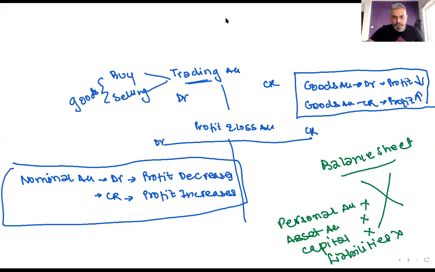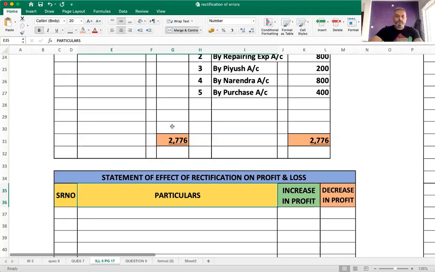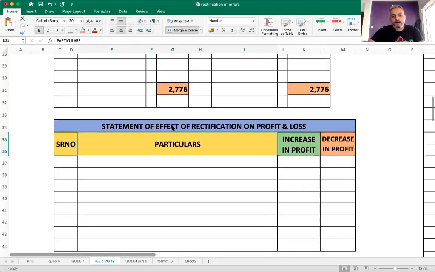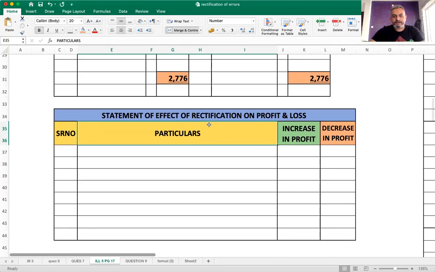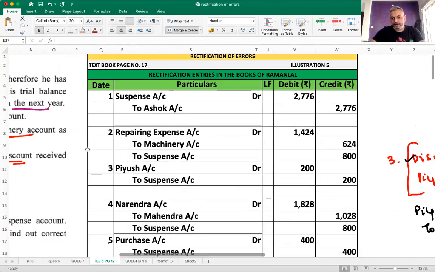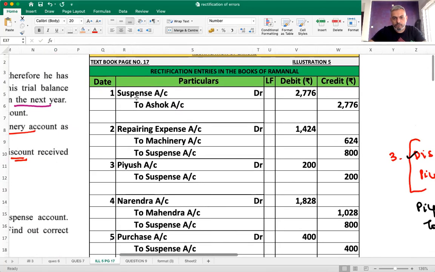Now, we come back to this sum. Now we have to show the effect of rectification on profit and loss. So let's go one by one. So first transaction, first entry, let's check out.